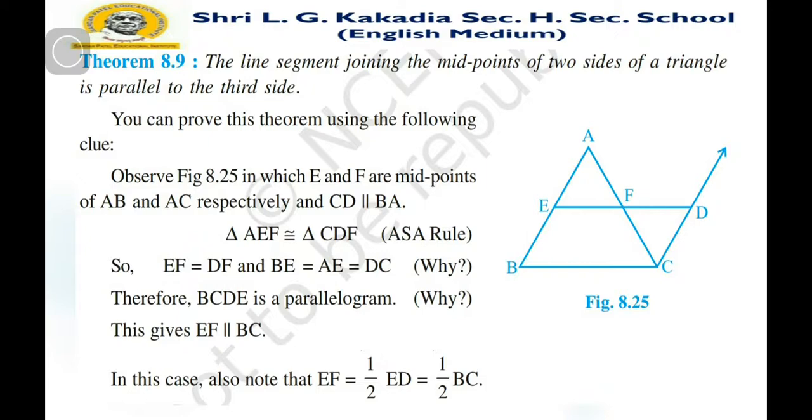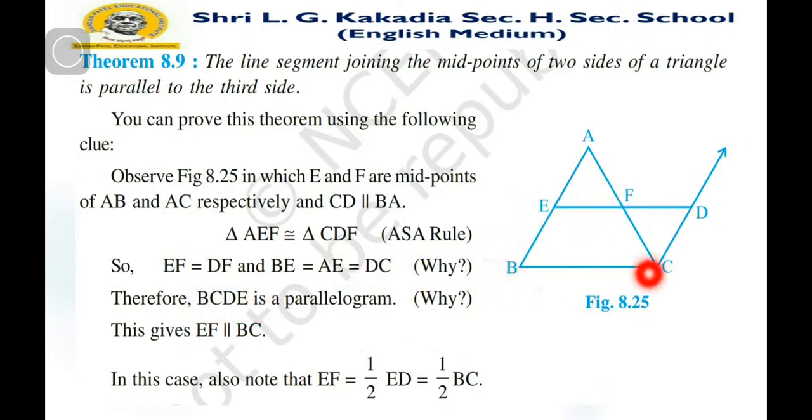triangles AEF and CDF are congruent. By that, EF is equal to DF, and AE is equal to DC. Since BE is equal to AE, BE is equal to DC. Therefore BCDE is a parallelogram.